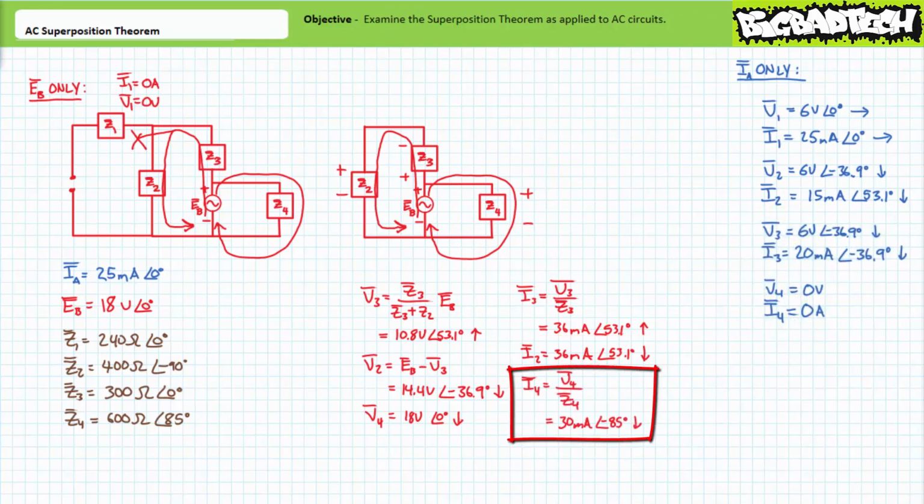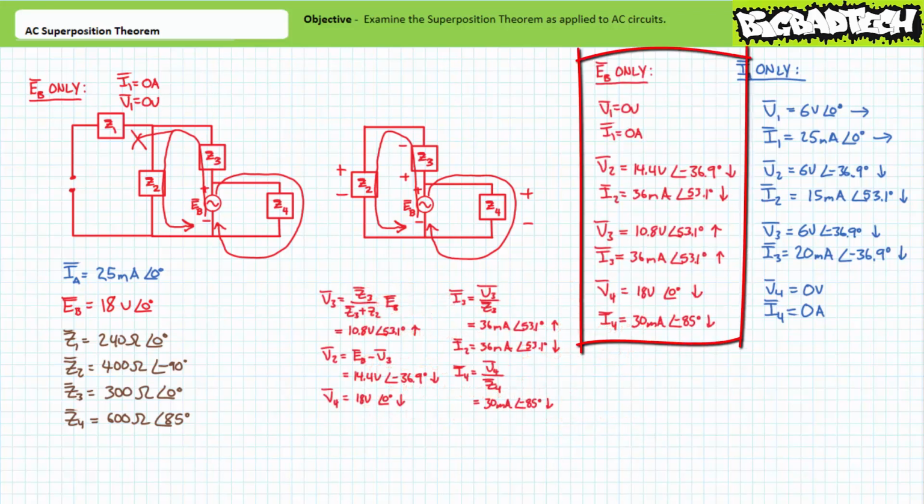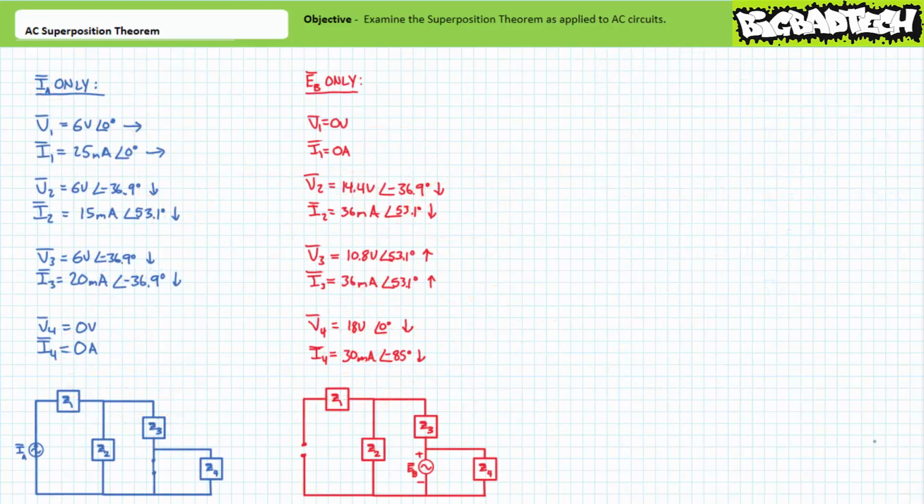Finally, another application of Ohm's law demonstrates I4 will be 30 mA at an angle of negative 85 degrees, traveling top to bottom. The series parallel circuit analysis from the perspective of only voltage source EB is now complete. Now that we've completed independent analysis of this circuit from the perspective of all sources, the only task remaining is to summate these effects, accounting for magnitude, phase shift, polarity, and direction.